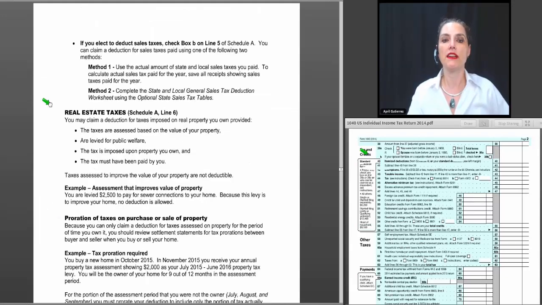But if you elect to deduct sales tax, you will check box B instead, and then you will claim a deduction for the sales tax you paid using one of two methods. Under Method 1, you will use the actual amount of state and local sales taxes that you paid to calculate the actual sales tax deduction you are allowed to claim. And under Method 2, you will complete the state and local general sales tax deduction worksheet using the optional state sales tax tables.